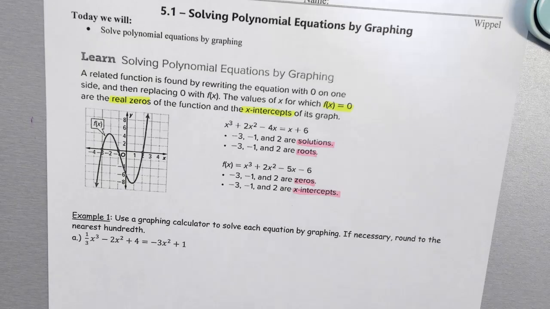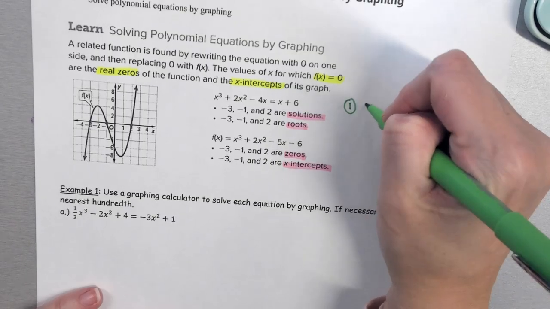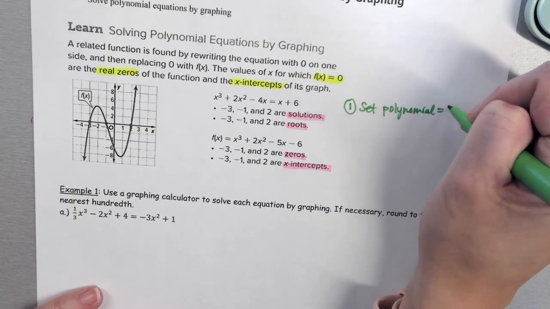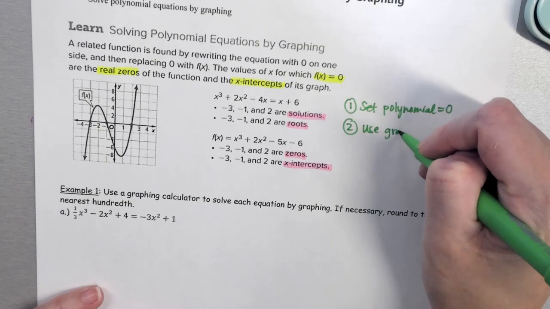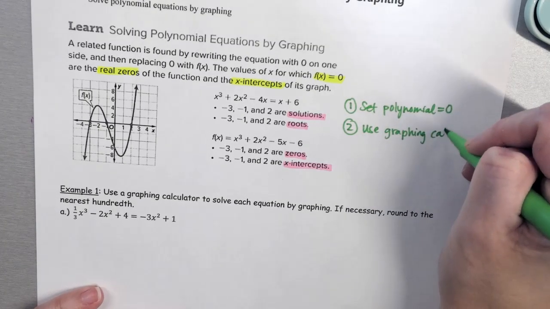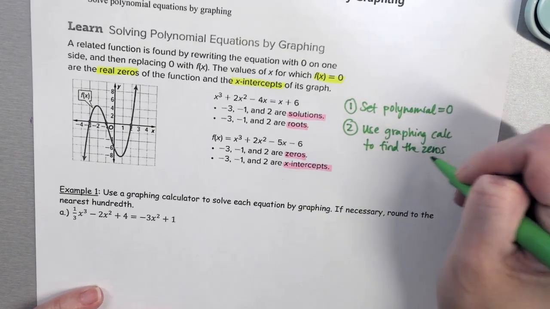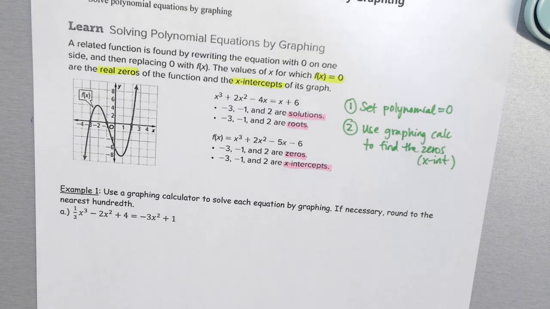Okay, and what we're going to do for the first part, like it says, f of x is equal to 0. We're going to set the polynomial equal to 0. And then we are going to use our graphing calc to find the zeros, okay, which are x-intercepts. And we've done that before. Do you guys remember what that feature is called on your graphing calculator? Yeah, the zeros. Okay, so that's what we're going to use.